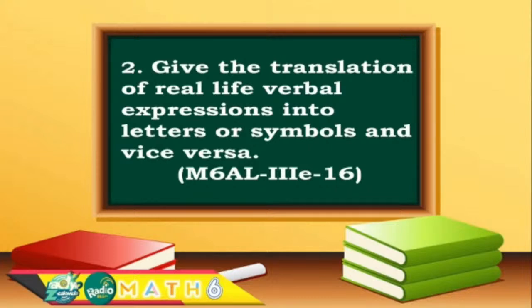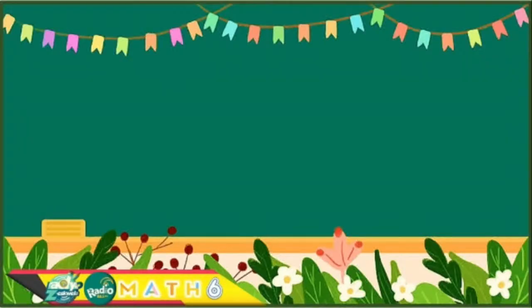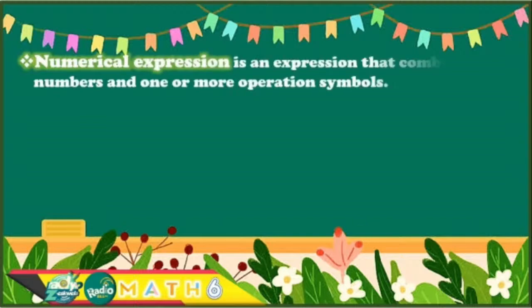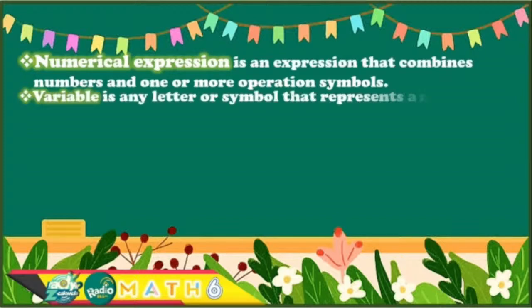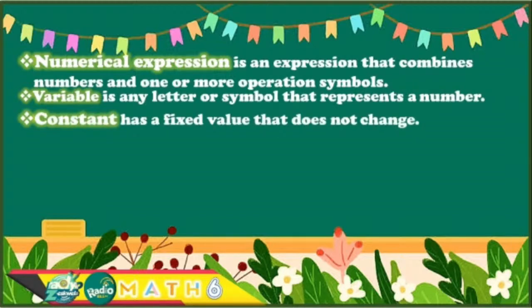Today, we will take up another lesson which is quite new to you, but I know you can easily understand if you will just take time to listen and answer the given exercises. As you walk through the next exciting exercises and activities, we need to define first the important terms of our lesson. Numerical expression is an expression that combines numbers and one or more operation symbols. Variable is any letter or symbol that represents a number. Constant has a fixed value that does not change.